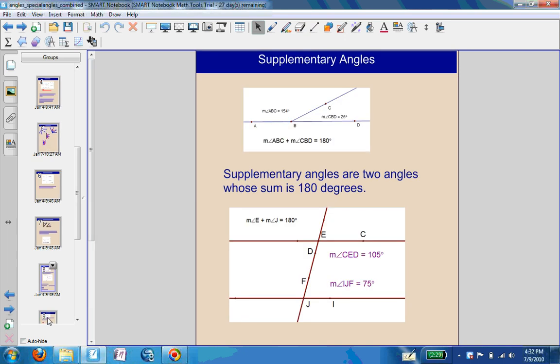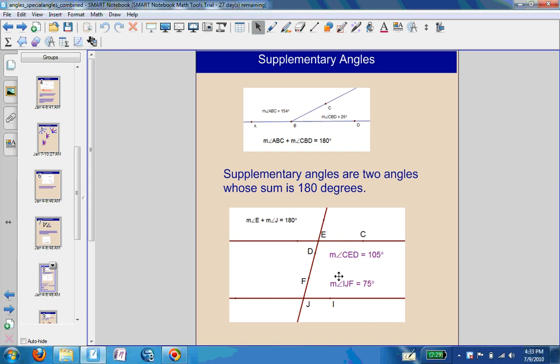Supplementary angles are angles that add up to 180 degrees. Again, they may or may not be adjacent to one another. So in this top example, we have two angles that are on a straight angle. Since the straight angle is split into two adjacent angles, you know the two adjacent angles have to add up to 180. Therefore, those angles are supplementary.